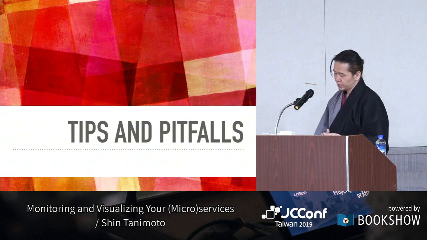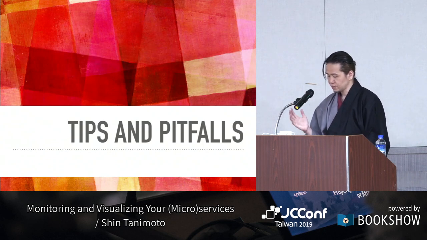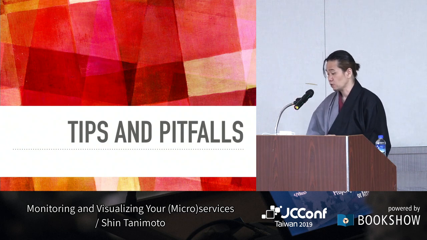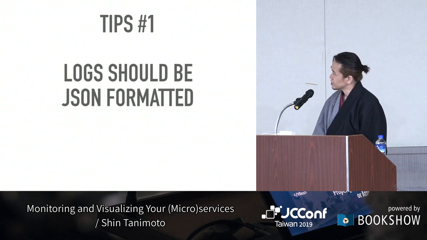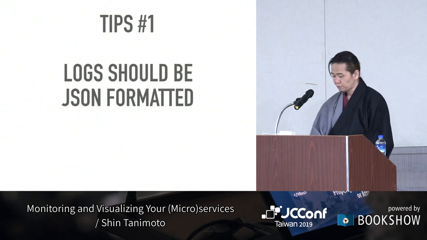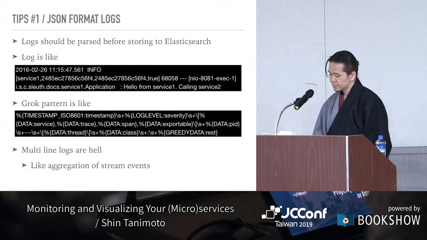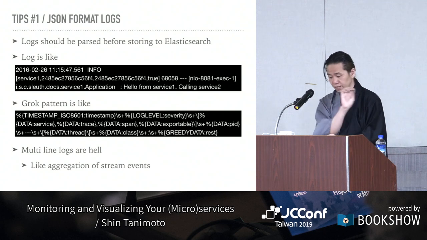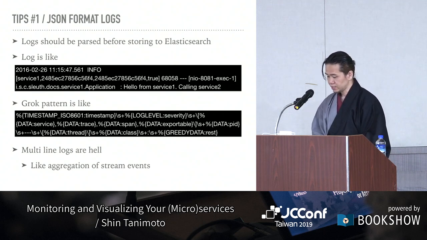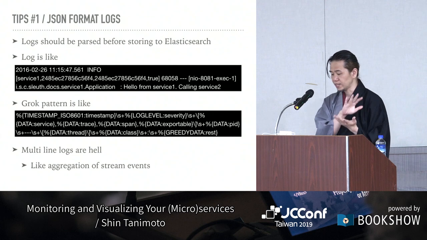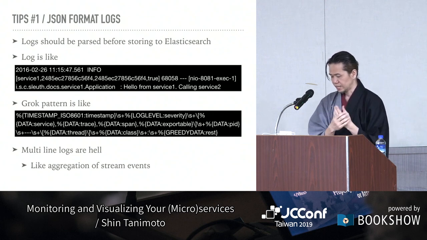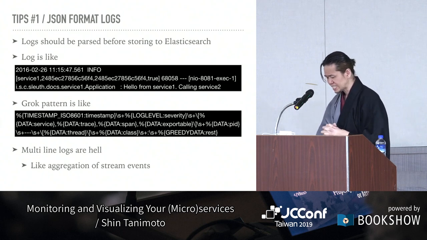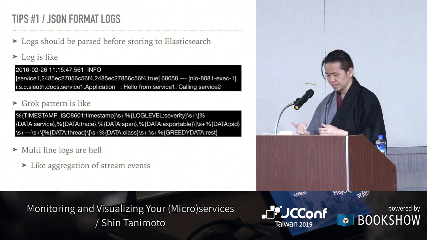Okay, now that we've covered the configuration, let's take a look at some useful tips and pitfalls to be aware of. Tip number one is that logs should be JSON formatted. Whether it's an access log or an application log, a log entry is basically a single line. In order to store it in Elasticsearch, we need to parse the single log and name each item. In this case, FluentD has the role of parsing the logs.